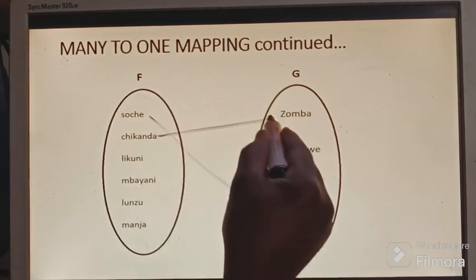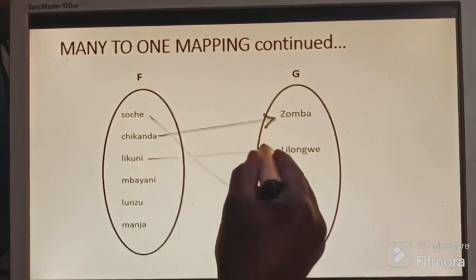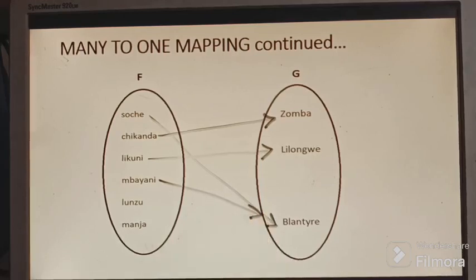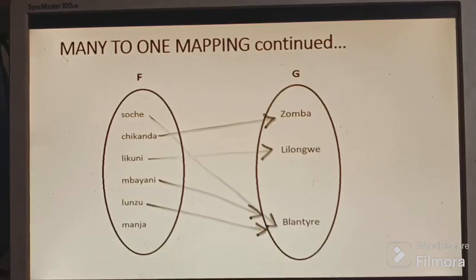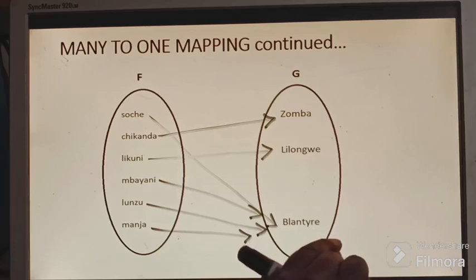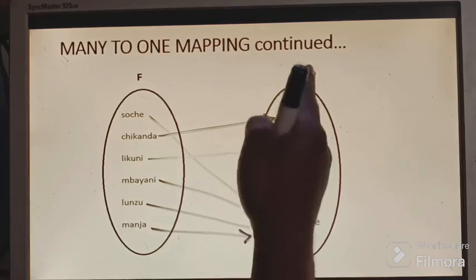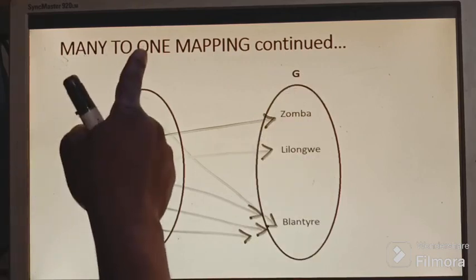Chikanda is found in Zomba. Likuni is found in Lilongwe. Mbayani is found in Blantyre. Lunzu is found in Blantyre. Manja is also found in Blantyre. So we have got 1, 2, 3, 4 arrows converging on one element in the range, in our G set of districts. So many to one mapping.